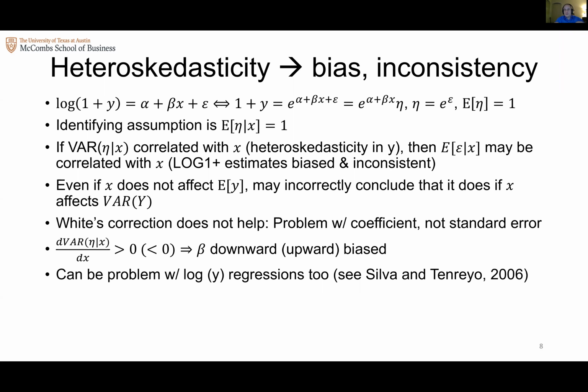Okay, and so we can also say something about the relationship of the variance of the error terms as a function of eta, the sign of that relationship, and the implications for the direction of the bias, the inconsistency that we're going to see. Okay? And again, this is not specific to these log of 1+ regressions. If you're estimating any log transform regression, these same issues are going to exist.